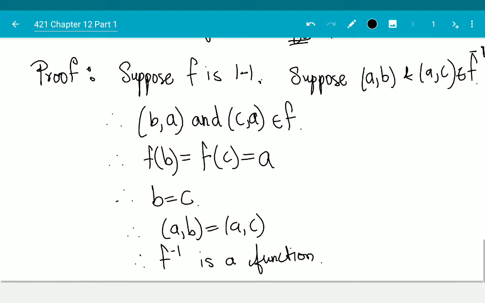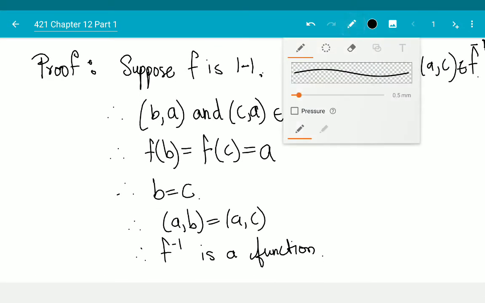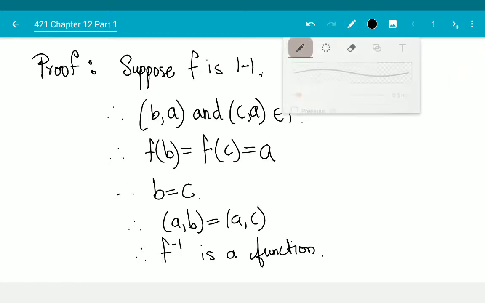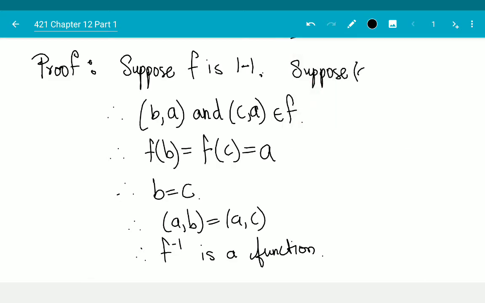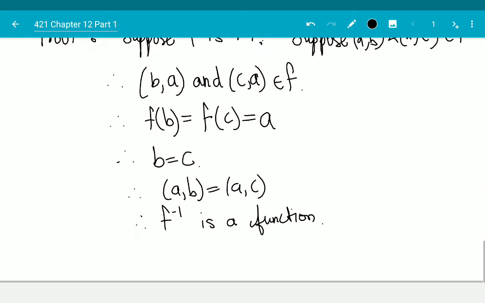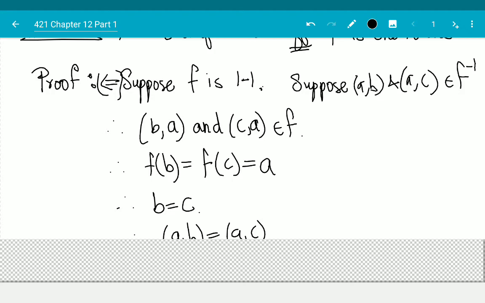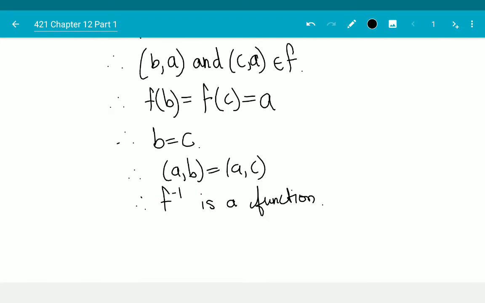Okay, let me just do this so that it fits in one page, just because I don't like this going down. Suppose (a, b) and (a, c) belong to f inverse. Okay, so then I get that it is a function. Yes, it is a function, right?